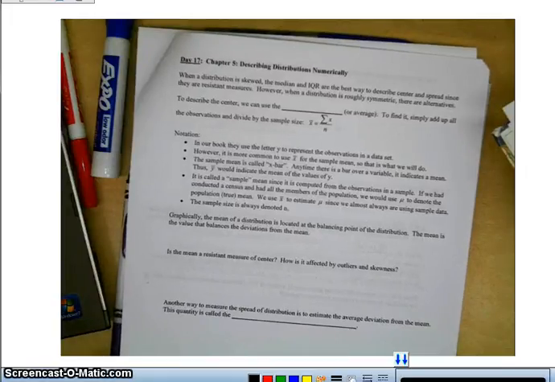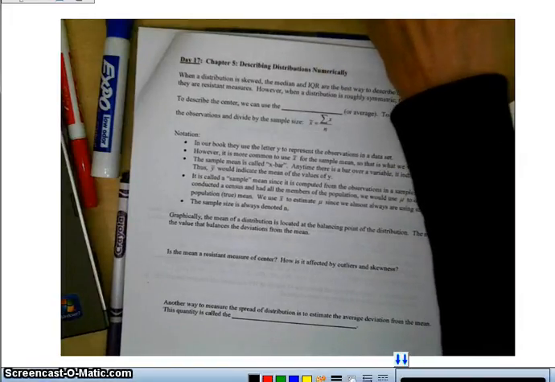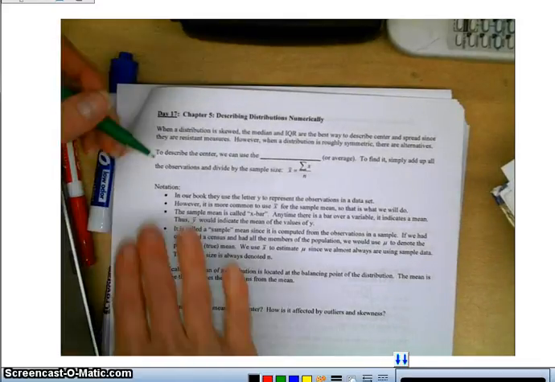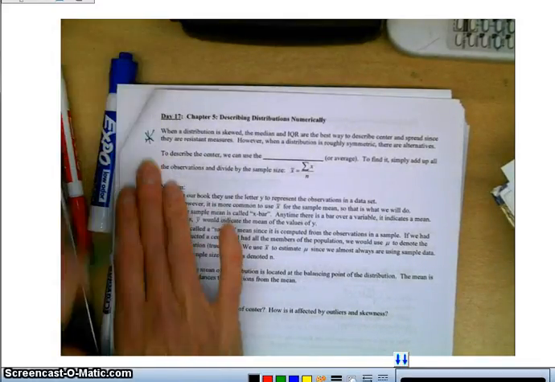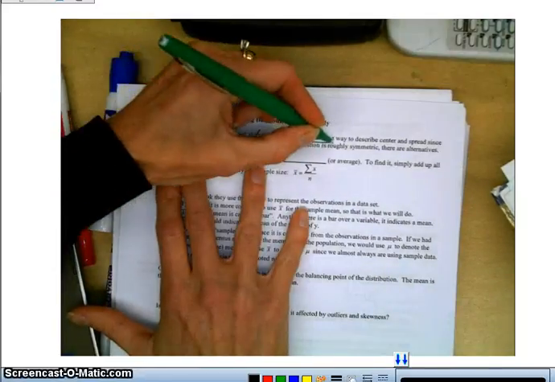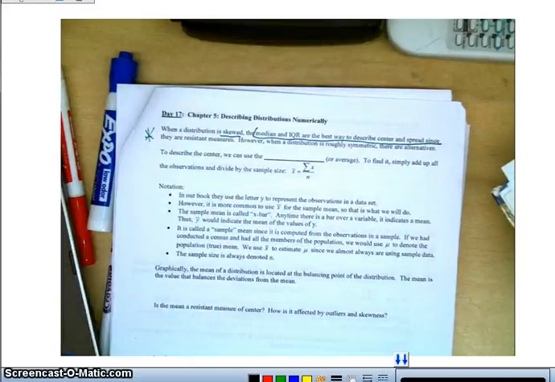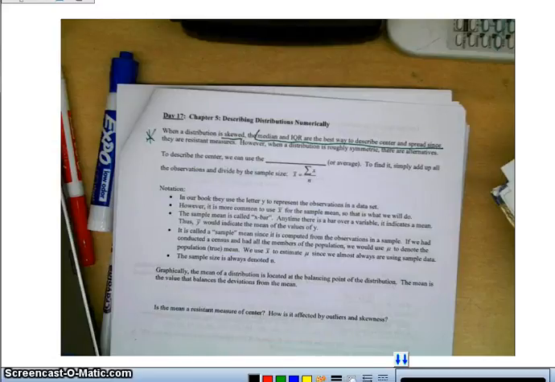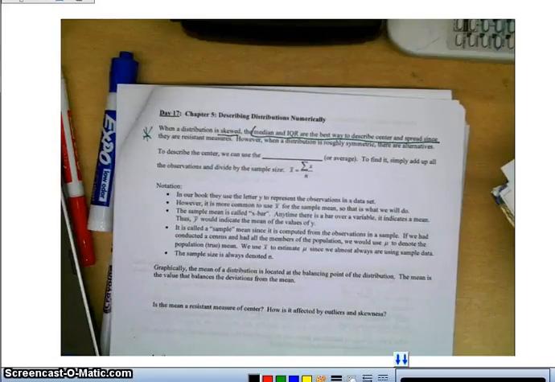All right, so we're on day 17, and if you've been reading your book, you probably have already read this, and this is actually pretty important up here in this first little statement. When a distribution is skewed, the median and IQR are the best ways to describe the center and spread. When the distribution is skewed left or skewed right, when it's a lot of data on one end and a little bit of data on the other, the median and IQR are the best way to describe the center and spread, because median and IQR are the only really resistant measures.